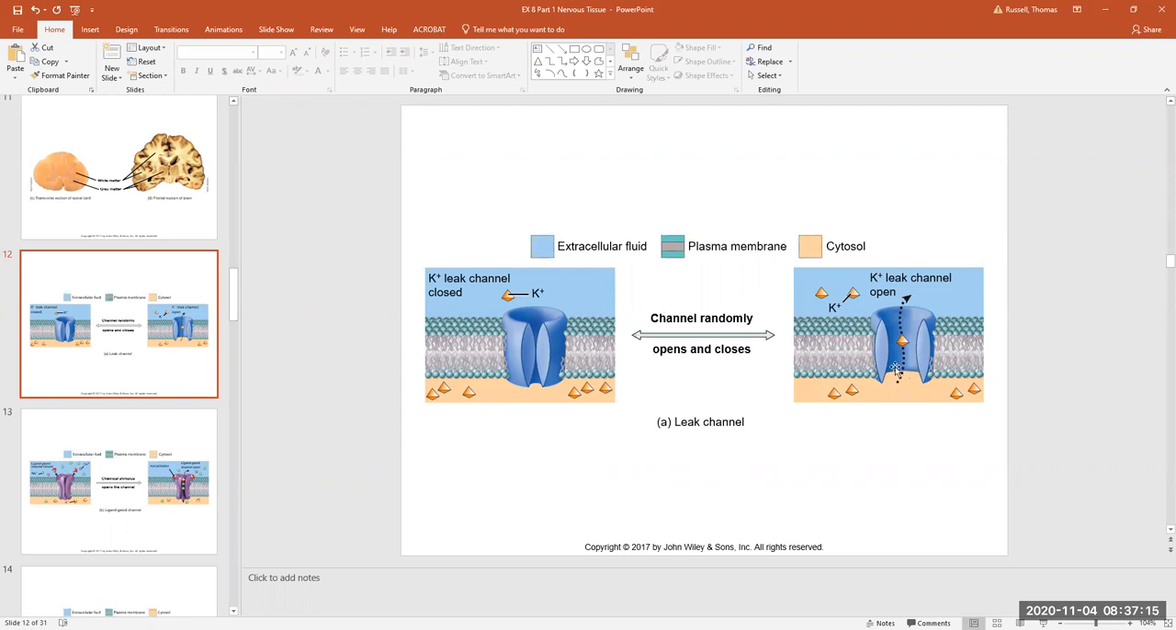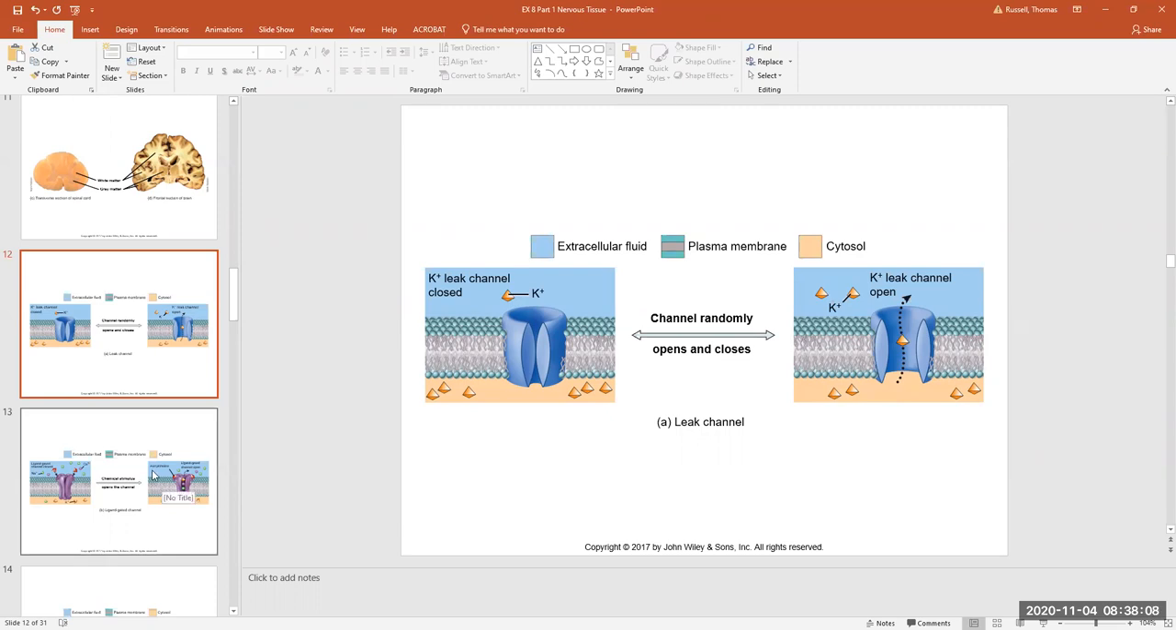When the channel is open, it allows ions to flow down their concentration gradient. So here's where you've got to remember physiology 101, the concentration gradients of the main ions. So for instance, look at this example. If this leakage channel, which is being represented as a potassium leakage channel, opens, look at the direction that the ion moves. It moves from the inside of the cell passively to the outside of the cell, from the intracellular fluid to the extracellular fluid. The reason for that is because potassium is always higher in concentration on the inside of the cell than on the outside of the cell. So if you open a potassium channel, potassium always wants to leave.